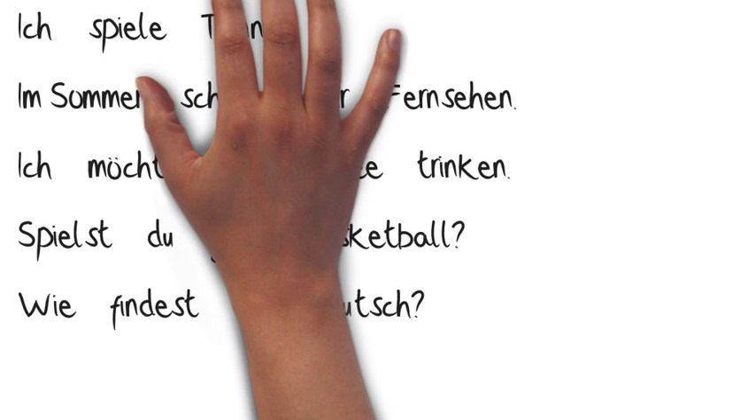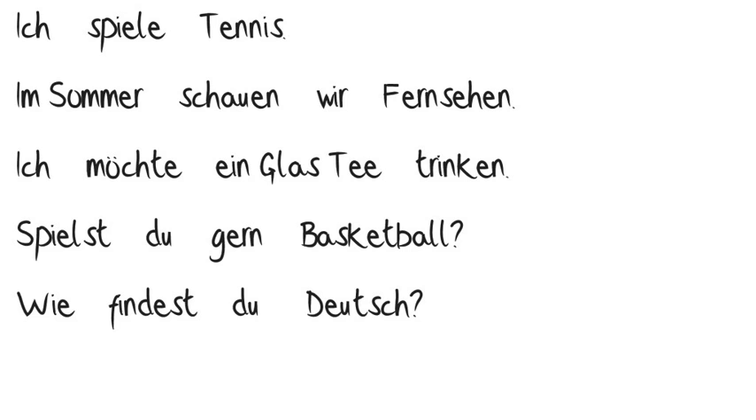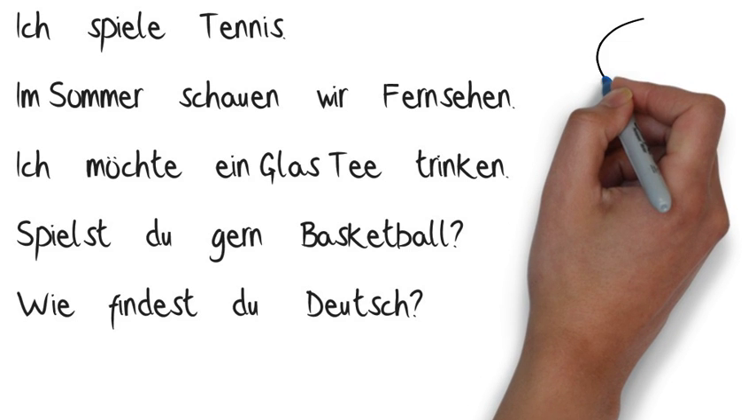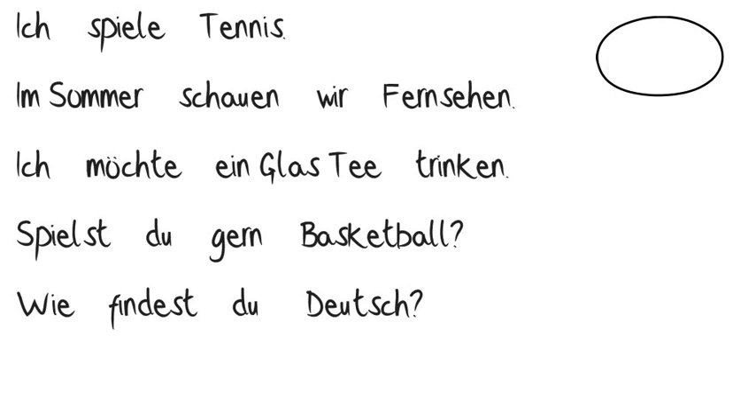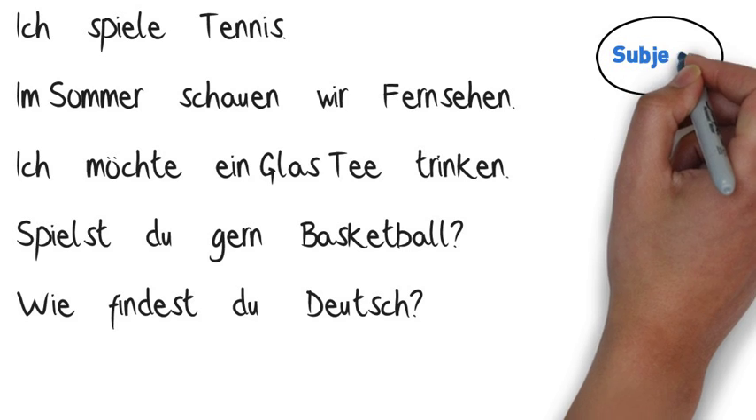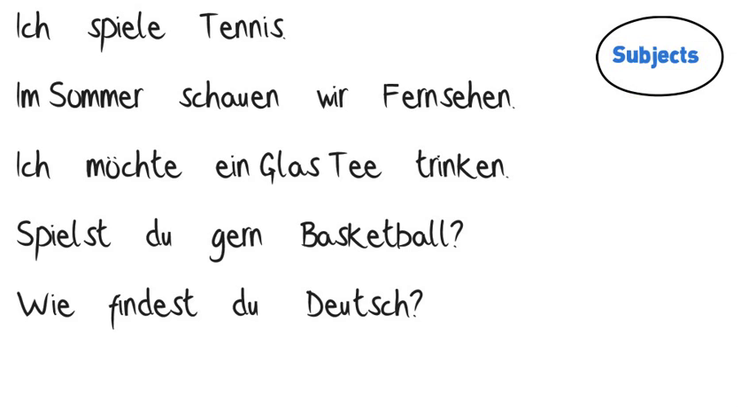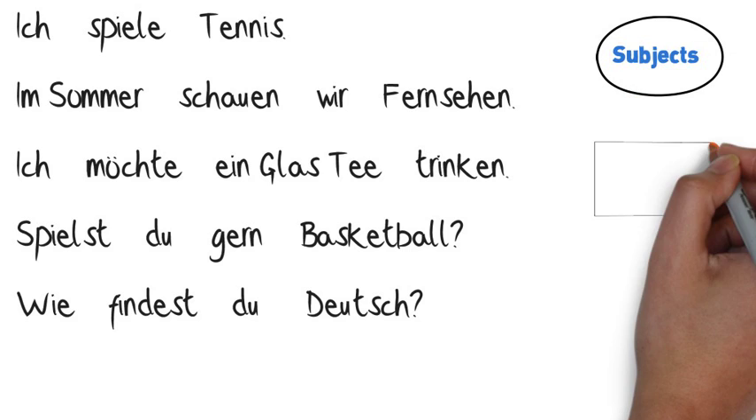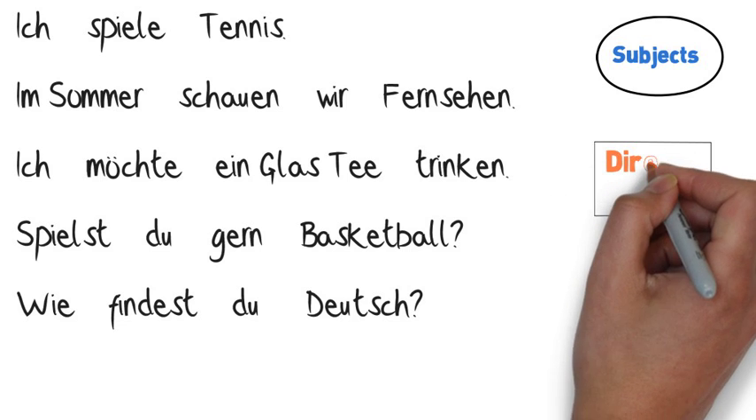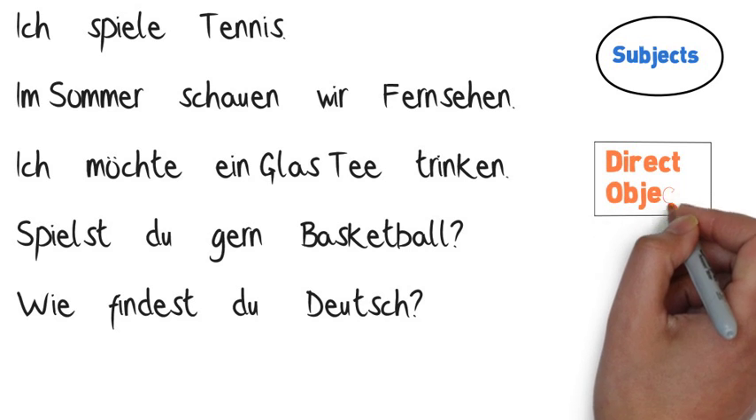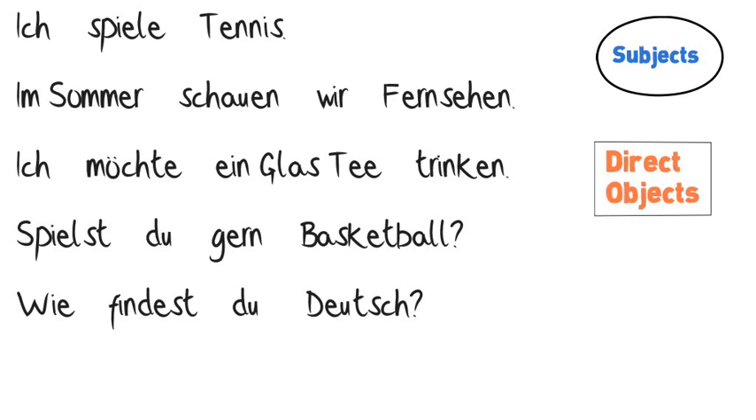Let's take a look at a couple of German examples. Each of these sentences has a subject and a direct object. First, find the verb in the sentence. Then figure out who or what is doing that action. That'll be the subject. Then figure out who or what is being verbed by the subject. That's the direct object. We'll circle the subjects and put a box around the direct objects. If you'd like a challenge, pause the video now and see if you can figure these out on your own.